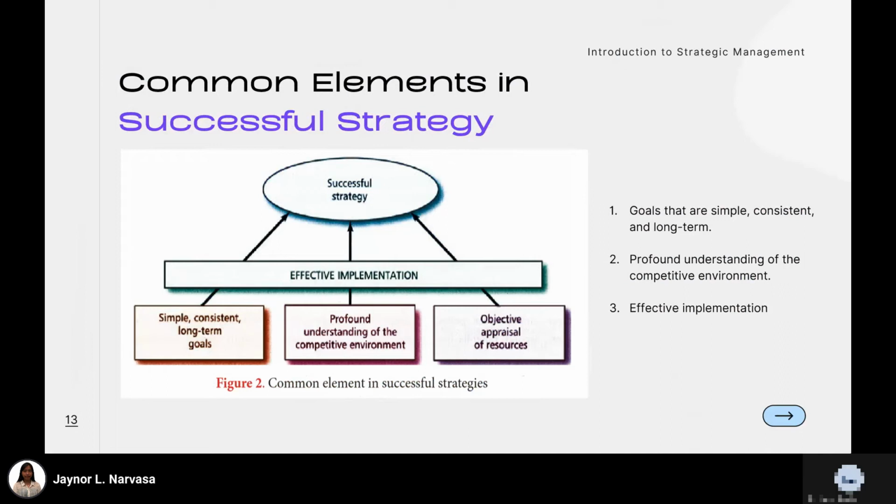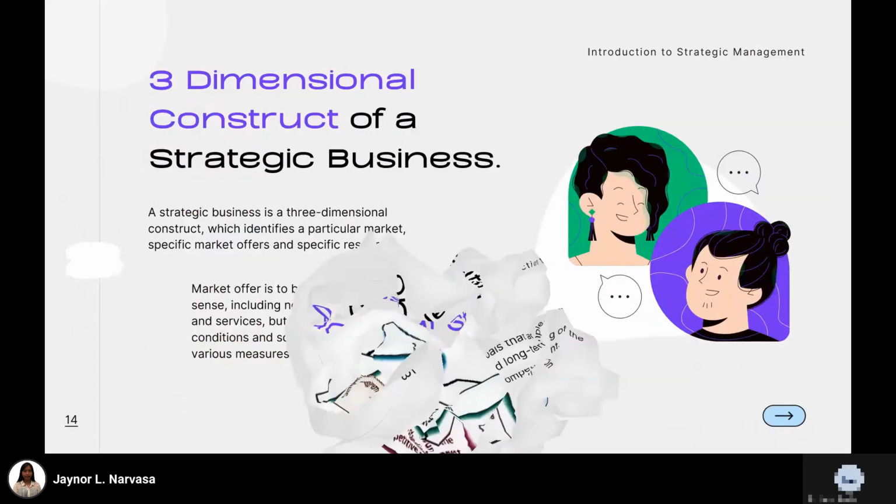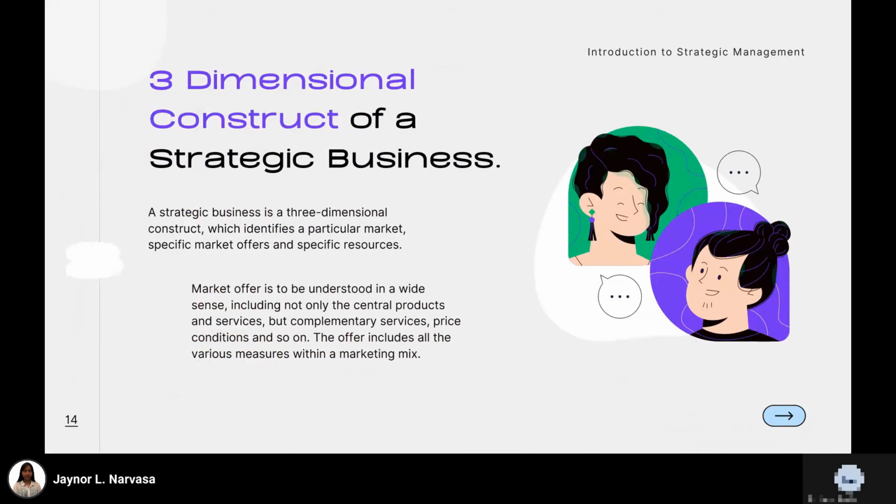A strategic business is a three-dimensional construct which identifies a particular market, specific market offers, and specific resources. Market offer is to be understood in a wide sense, including not only the central products and services, but complementary services, price conditions, and so on. The offer includes all the various measures within a marketing mix. It is important to understand that when identifying strategic businesses, it is not only differences in the basic products or services that must be taken into account, but also differentiated use of other elements of the marketing mix.